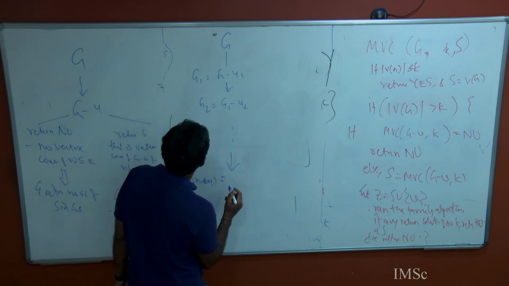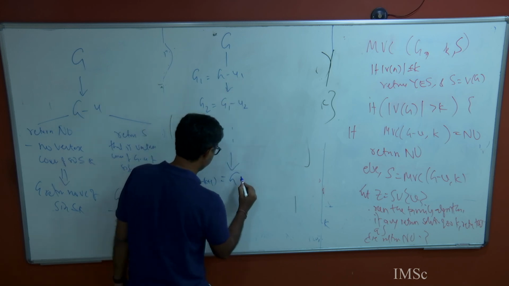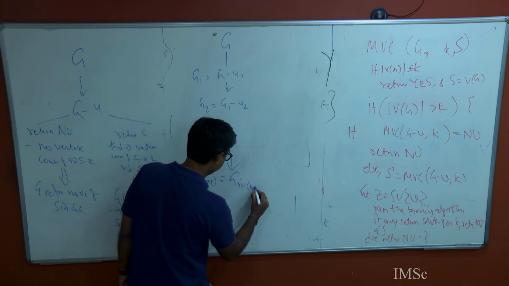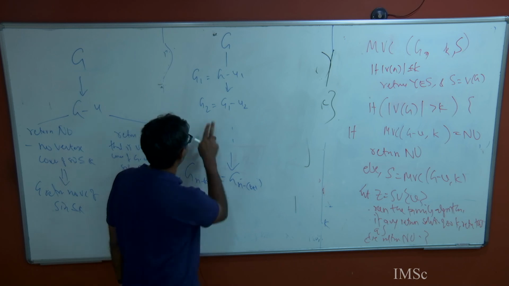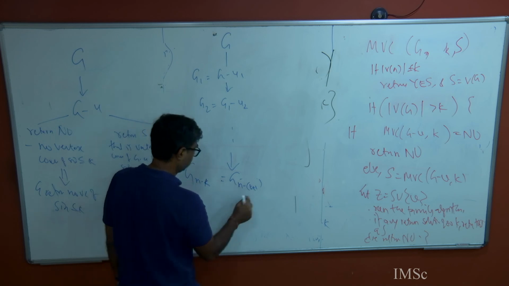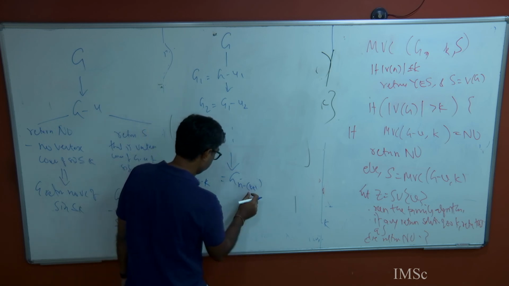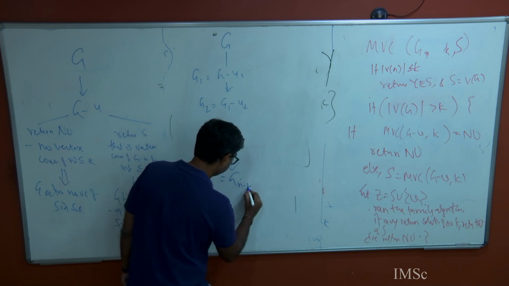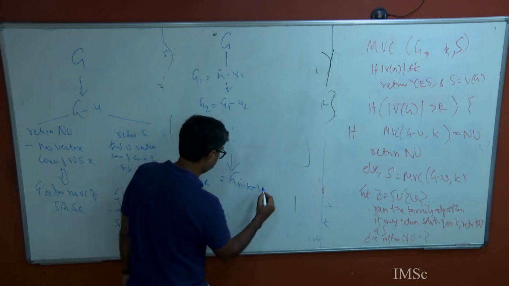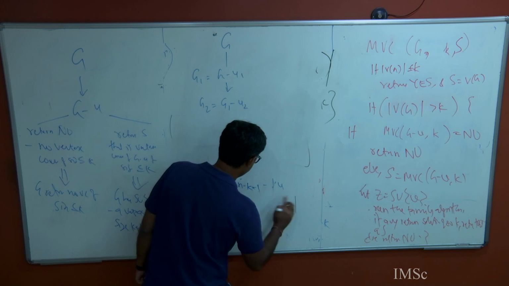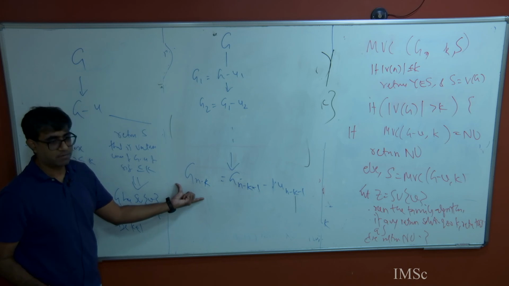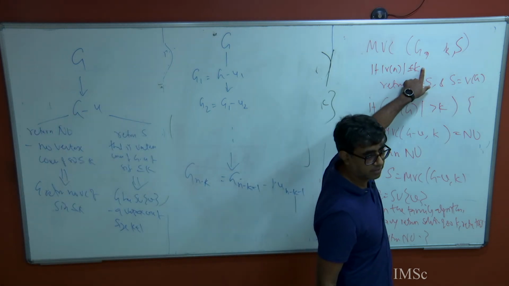One vertex is removed. So G2 has two vertices removed. I want n minus k, so it is G minus U1 through U n minus k minus 1. It goes up to here. Now what happens at G n minus k? It finds it has k vertices.